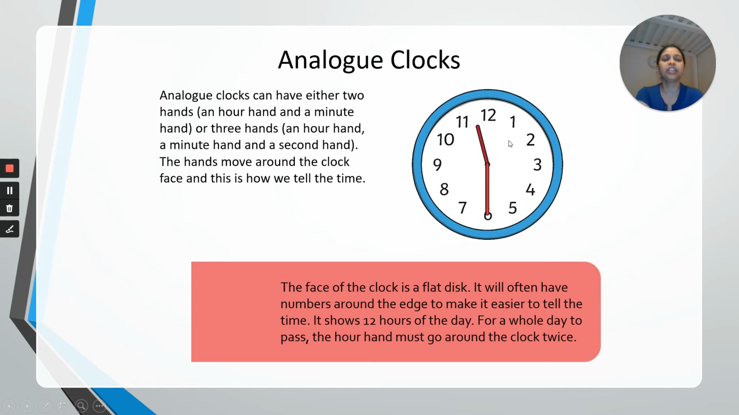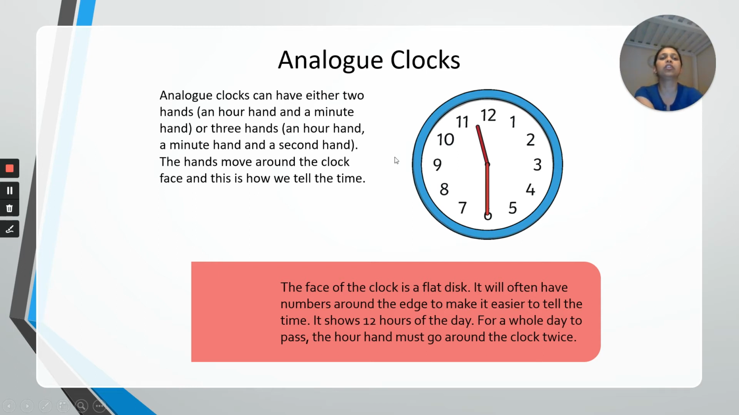Okay, now the face of the clock is always flat. Okay, we have numbers around the edge to make it easier for us to tell the time. Okay, so it shows 12 hours of the day, and for a whole day, we need to pass through all the hours on the clock. Okay, so it has to go around once, and it has to go around twice. So when it goes around twice, it will make a whole day.